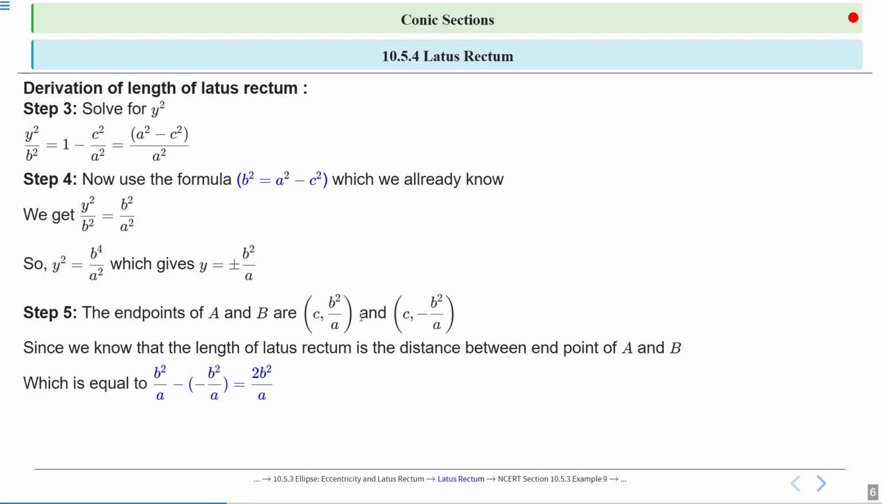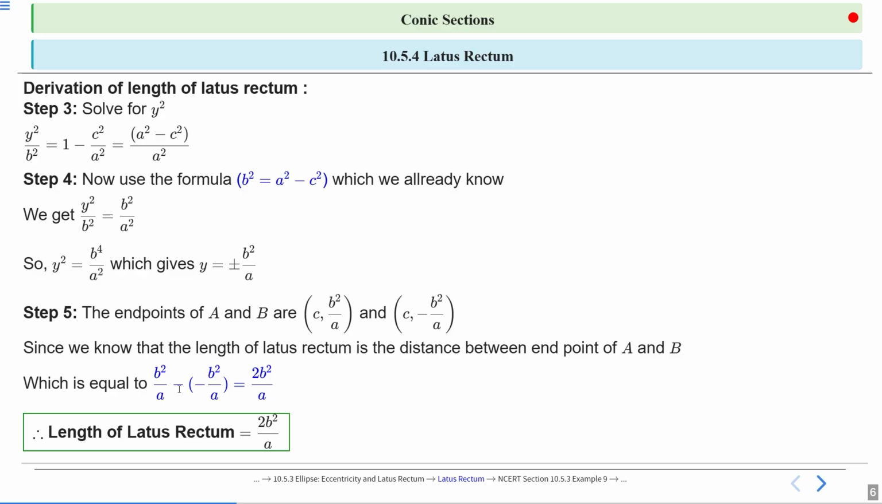You can easily find it here because you can see the x coordinate for both endpoints is c. Here we have to find the modulus of the difference of b square upon a and minus b square upon a. So this is equal to 2b square upon a. This is our distance between the endpoints of a and b. Therefore, the length of the latus rectum for an ellipse is 2b square upon a.